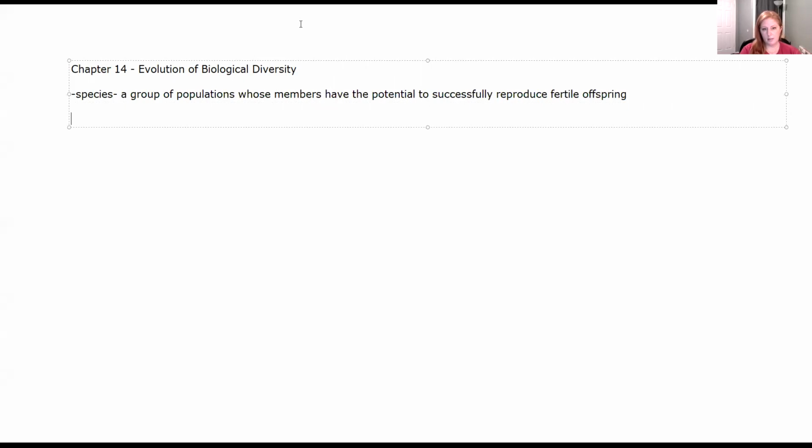But again, a species is a group of individuals or even a group of populations whose members can successfully reproduce. And I remember that in evolution, successful reproduction means that the offspring are fertile and that they also live to reproduce and pass on their genes. Okay.